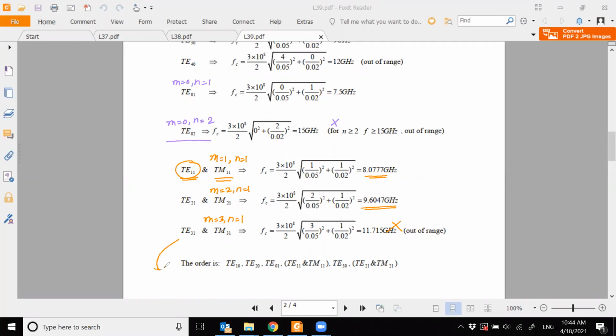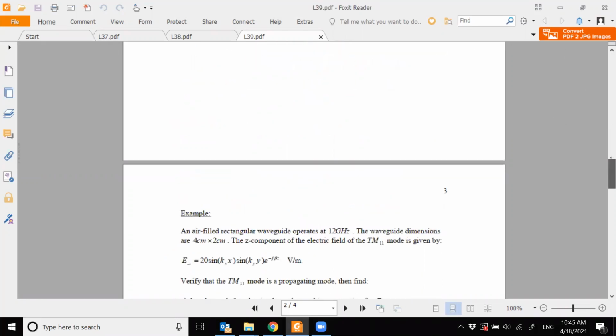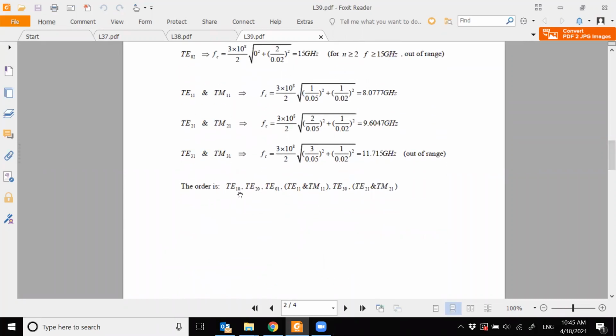After that, you can go ahead and try TE and TM by making n is equal to 2 and m is equal to 1. But you will see that this will also be more than 10 gigahertz. So that means finished. And now we have to just write it in the ascending order. So in the ascending order, according to the frequencies, this is the order: first TE1,0, then 2,0, then 0,1, then both of them, then this one, and then this one.